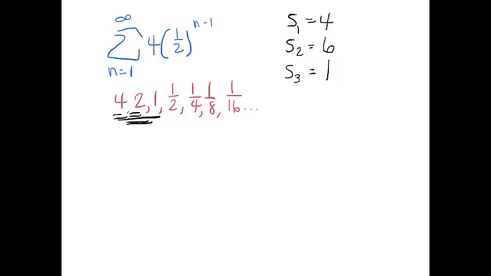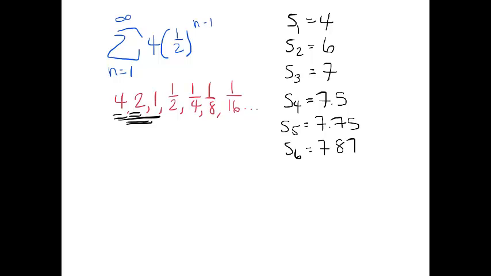But then what's going to happen is that you're going to add a half, so you get 7.5. Then you're going to add a fourth, so you get 7.75. Then you're going to add an eighth, so you get 7.875. And you're thinking, these numbers are increasing awfully slowly.